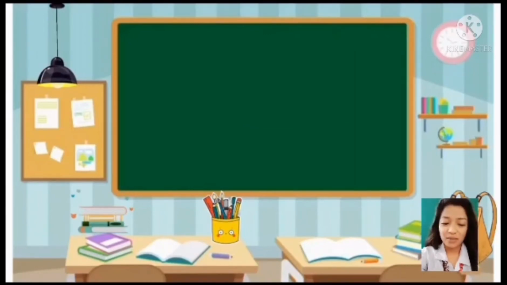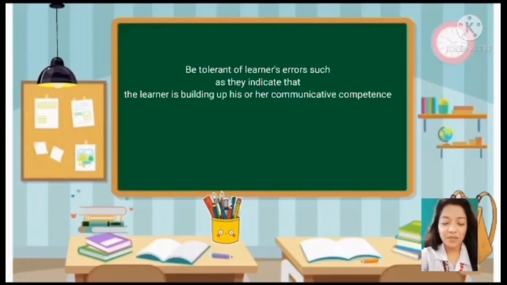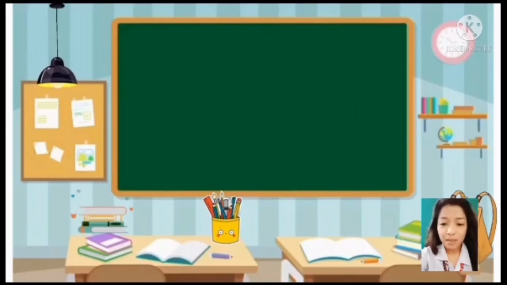The sixth will be to be tolerant of learners' errors, as they indicate that the learner is building up his or her communicative competencies. By means of tolerance, if they make errors, they can boost their confidence to do more and discover more.